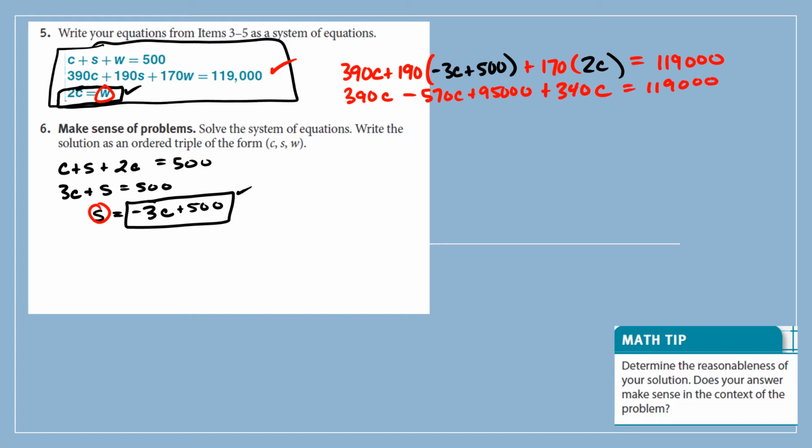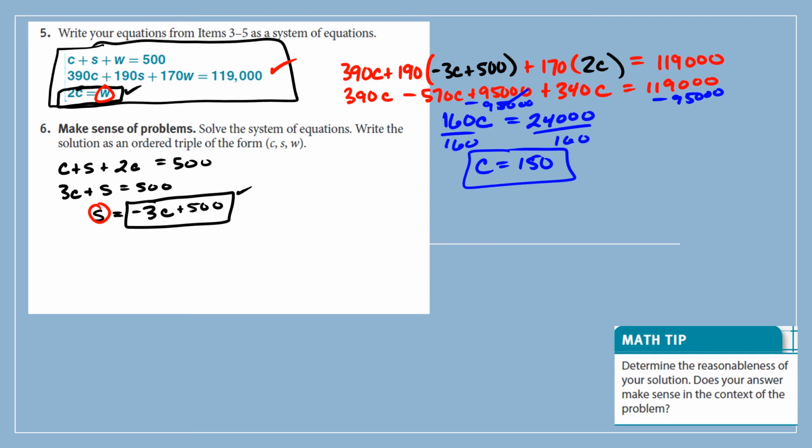And then when I combine like terms here, let's see, I better not mess this up. So we'll get the old calculator out. 390 minus 570 plus 340 gives me 160C. And then if I subtract this 95,000 from both sides, I'll have 119,000 minus 95,000, so that'll be 24,000. And then I'll divide that by 160. And I'll get C equals 150, okay?